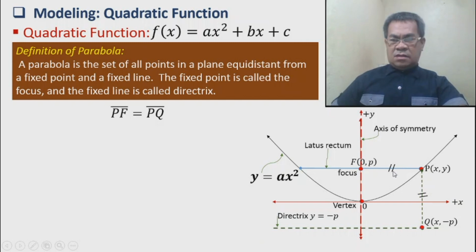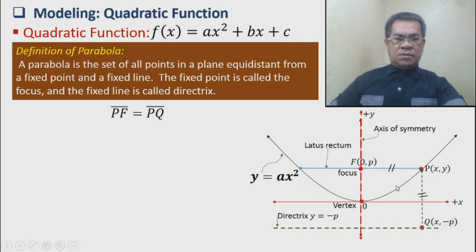Okay, so using the distance formula, the length of this is, using the coordinates, x minus 0, squared, then y minus p, squared, then take the square root. So therefore, this is the distance of the point. Take note, this is at any point. We cannot say that y is equal to p. So this is representing any point.